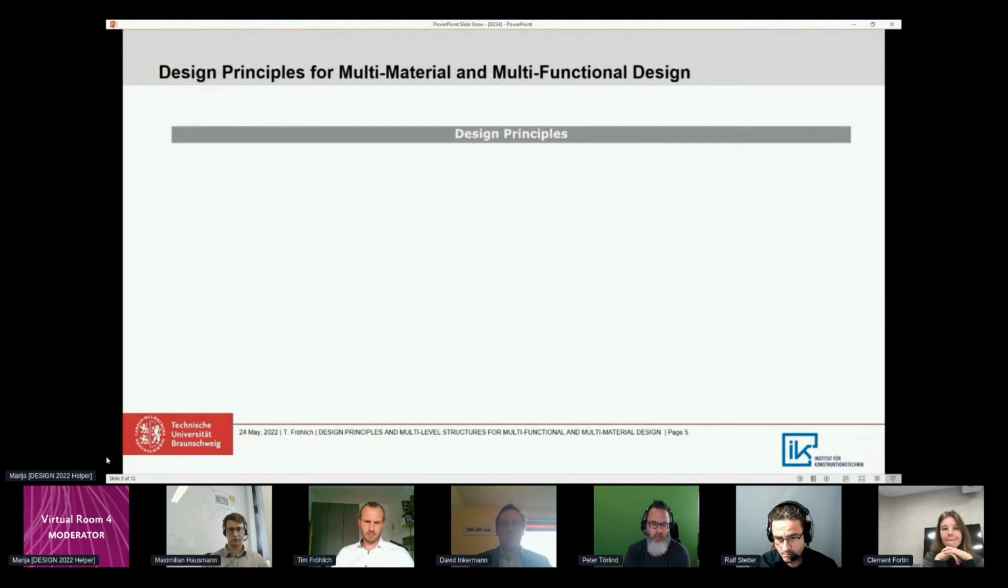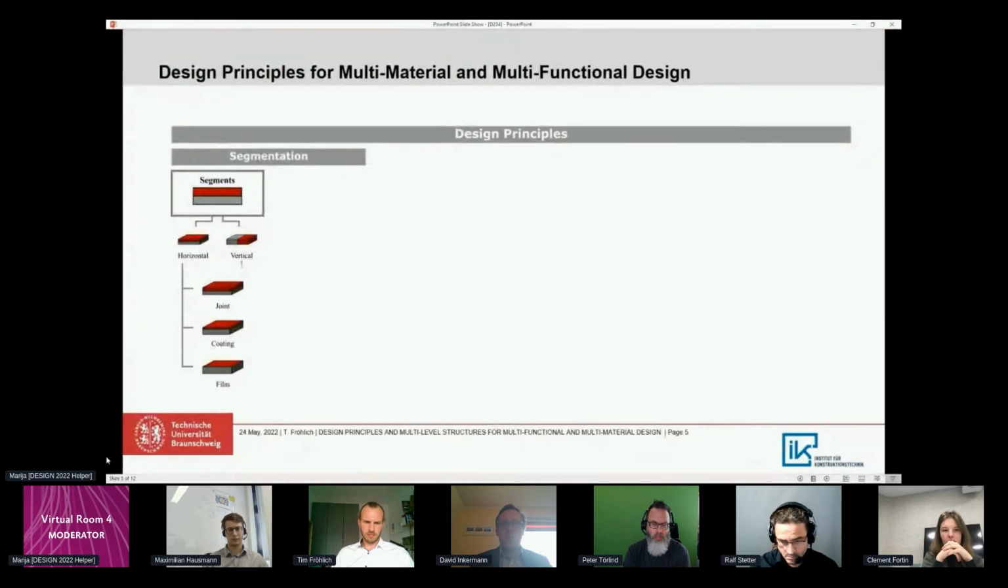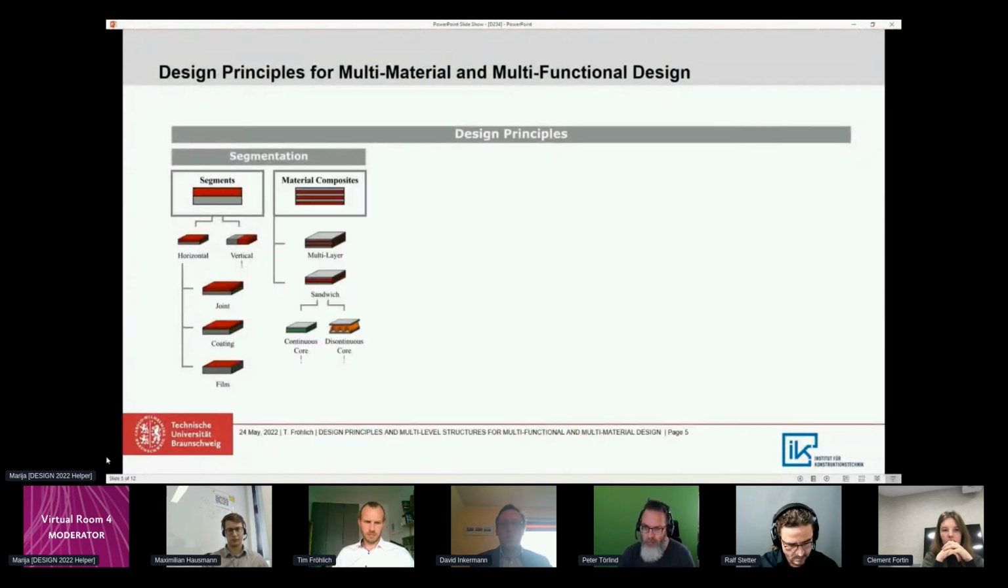The idea of the design principles is to describe how different materials or design elements can be combined with each other to describe the inner material structure of a component in order to find possible integration strategies. The design principles distinguish between a segmentation on the one hand, with two elements combined vertically or horizontally, as well as a material composite such as multilayer or sandwich composites.